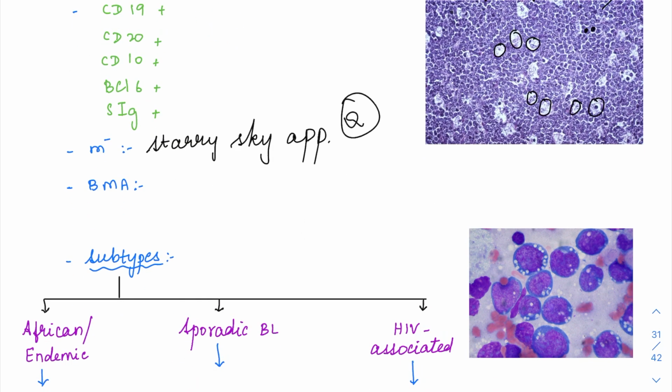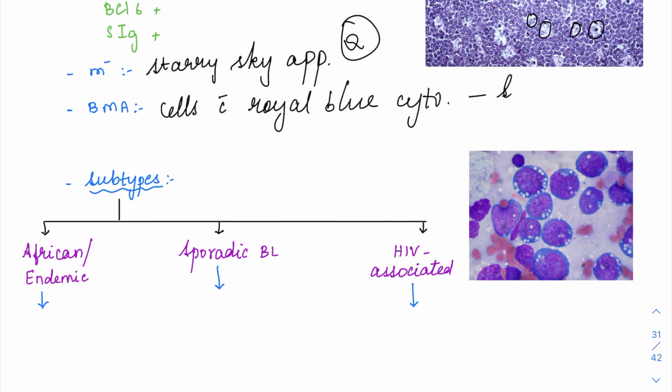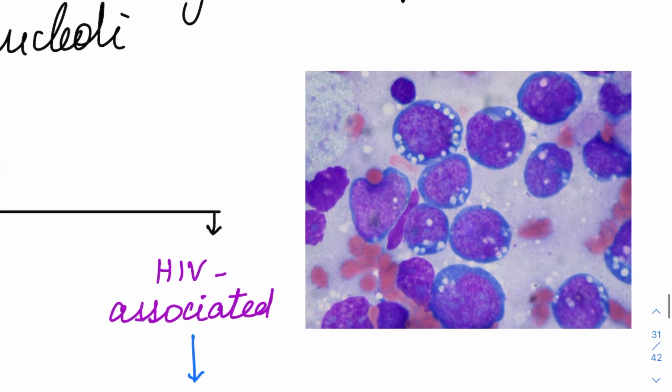So in Burkitt lymphoma, if you aspirate the bone marrow, again, it is going to have a classical morphology. They are going to have cells with royal blue cytoplasm, quite dark blue cytoplasm with lipid vacuoles. Multiple lipid vacuoles are going to be present and prominent nucleoli. So this is the classical image of a bone marrow aspirate in Burkitt lymphoma.